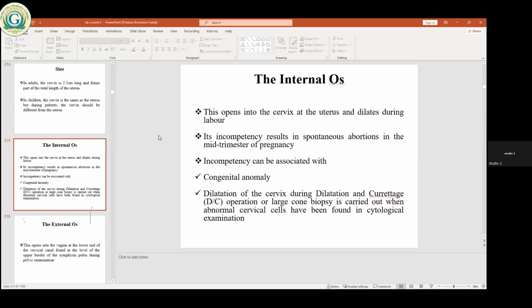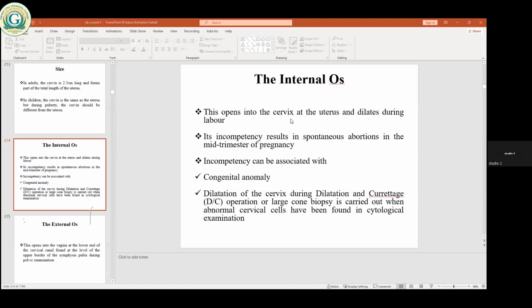Incompetency, which some people call insufficiency of the os, results in spontaneous abortions in the mid trimester of the pregnancy. Let me just give you this. Sometimes when people get pregnant, they don't like the pregnancy. They go to the doctors or quack people and they force the os open. If you are pregnant and it's not time for you to deliver, and you force the os open, and you continue doing that, you create weakness of the cervix. And we call that incompetence of the cervix. And anytime you get pregnant, you get problems with the cervix.